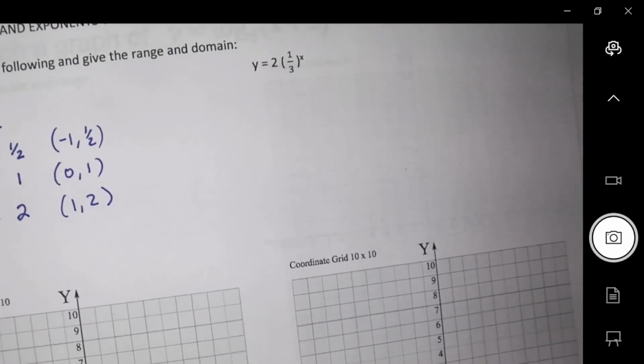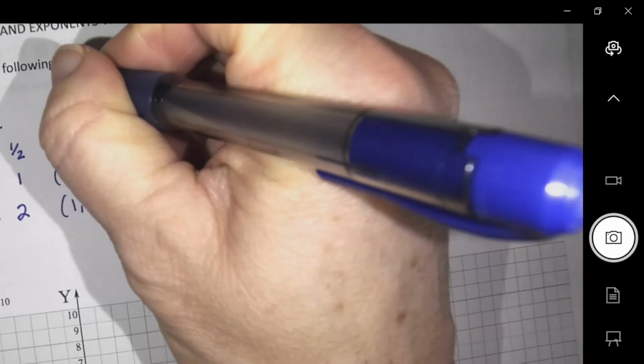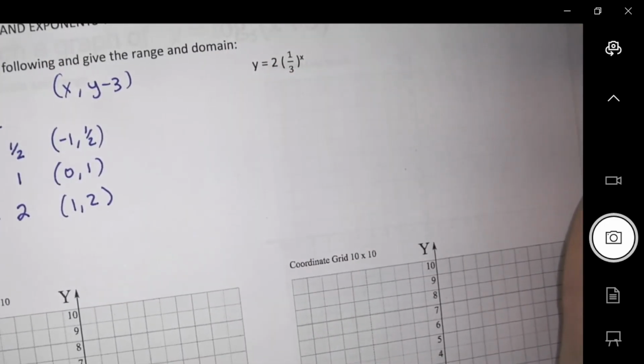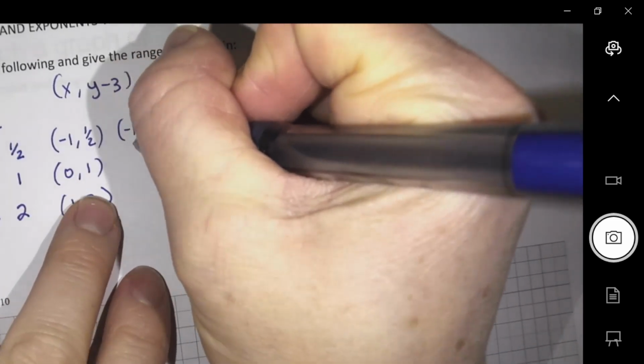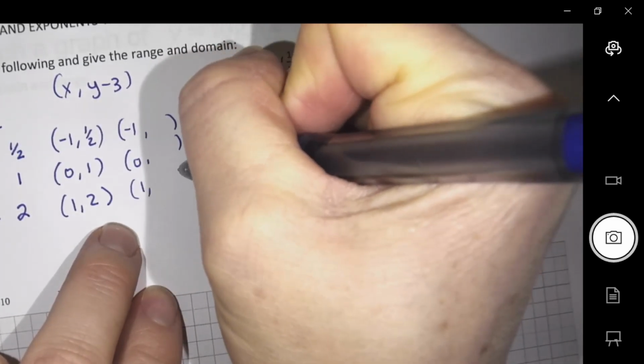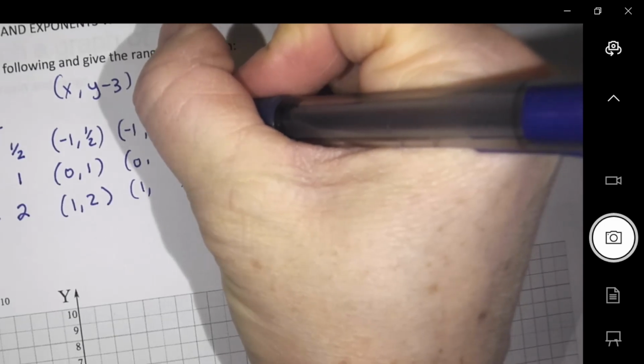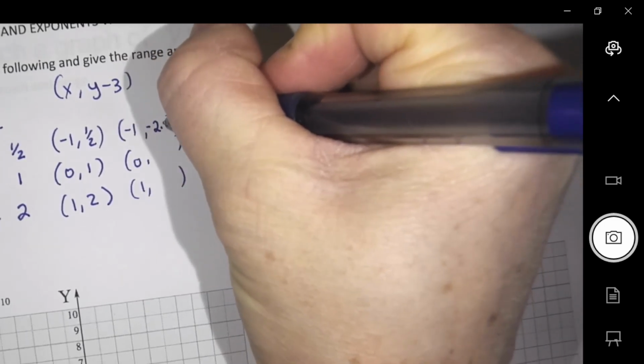Then there's a -3 in the transformations. So which letter would you put that on? A, B, C, or D? A D. So I'm going to do that math work. Y -3. What is a half subtract 3? -2.5.